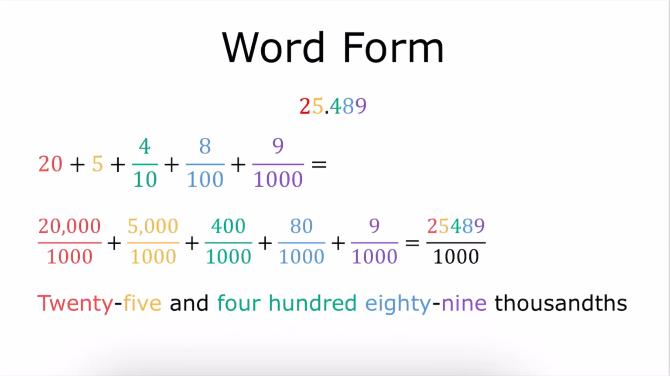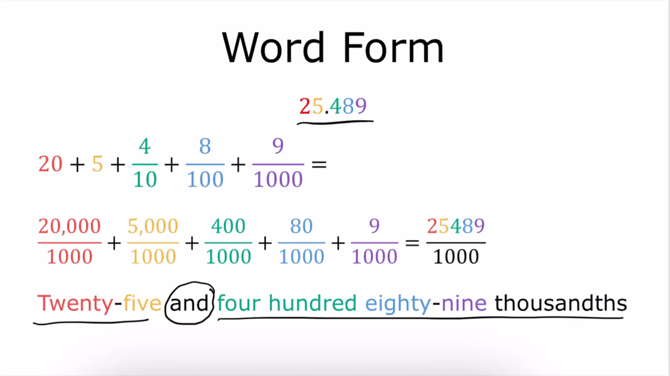And this is also very helpful for helping students understand why we read the decimals the way that we do. Because if you were to take this decimal and write it out in words, the way you would write it is you would say that it's 25, which is the whole number part of the decimal. And then you would use the word and to denote the decimal point. And then you would write it as 489 thousandths.